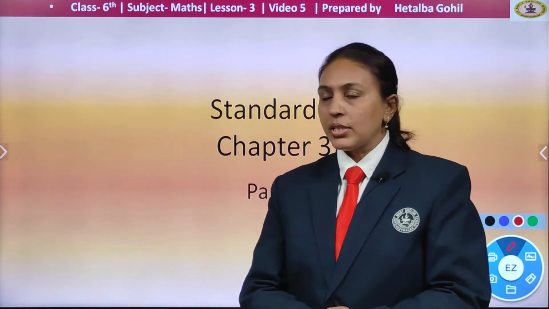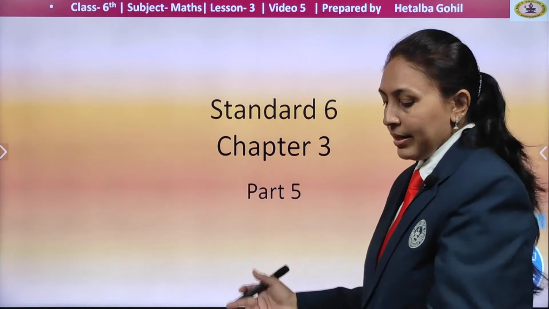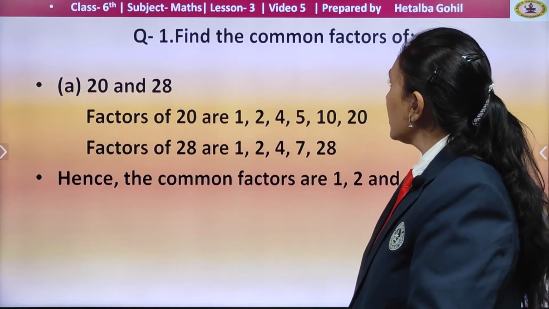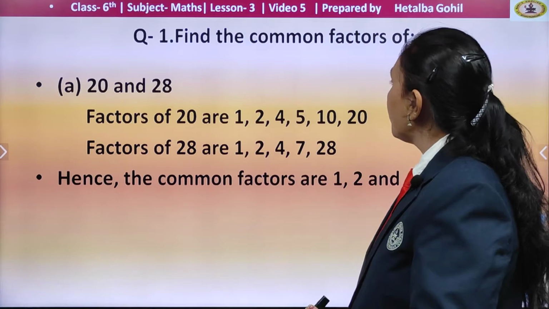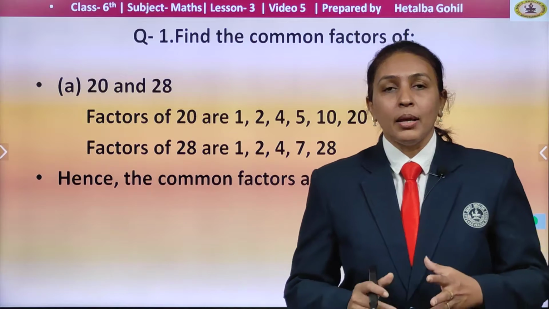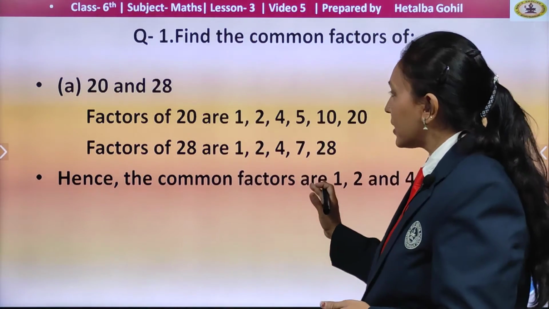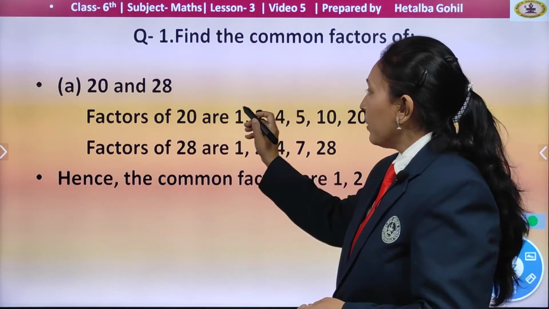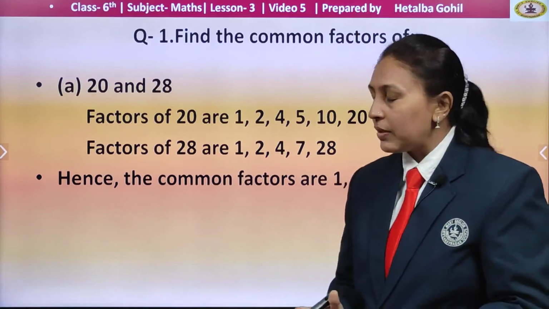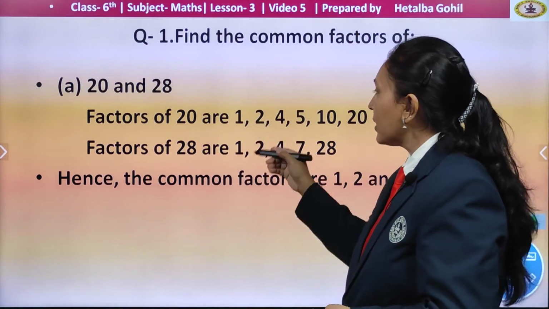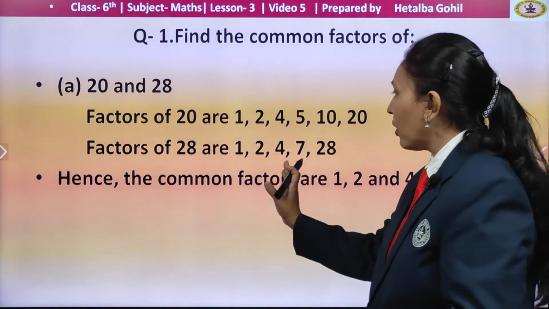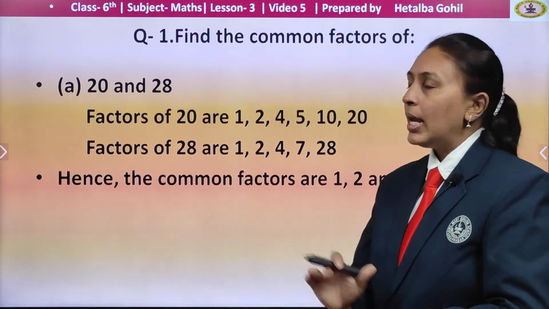Today we will continue chapter number 3 with the next concept, that is common factors. Now children, what are common factors? Common factors are what you get when you list out the factors of the two numbers given, or any three numbers given. Whichever factors are similar in both the groups, those particular numbers are called the common factors of the given numbers.